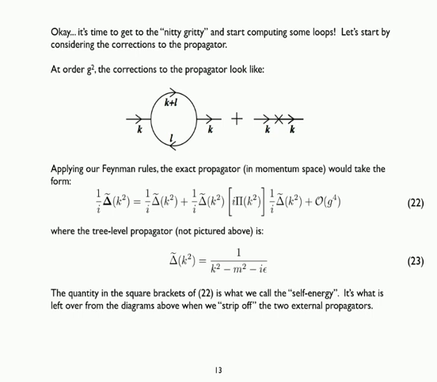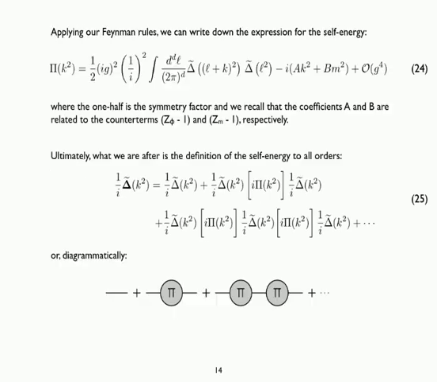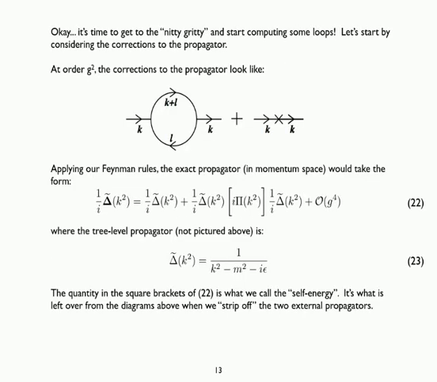Like I said, the tree level propagator, we know what that is. That's 1 over k squared minus m squared. What we're after, though, is this thing called the self-energy. We want to compute the self-energy because that'll tell us a lot about not only the mass parameter, but also about the renormalization of the fields themselves. So let's compute this loop.